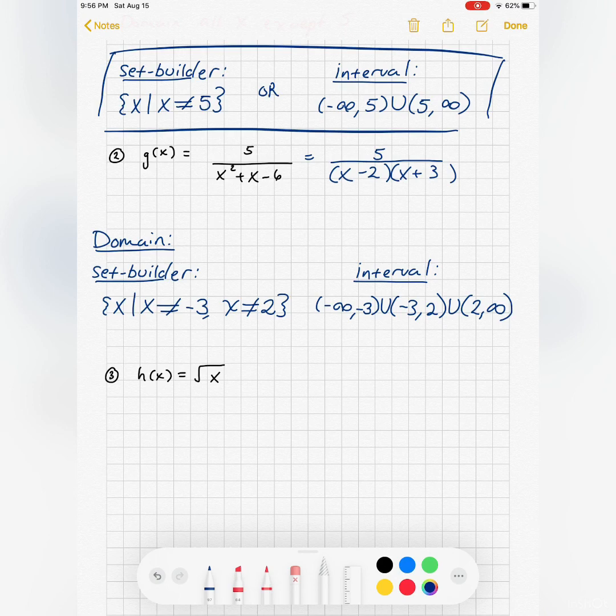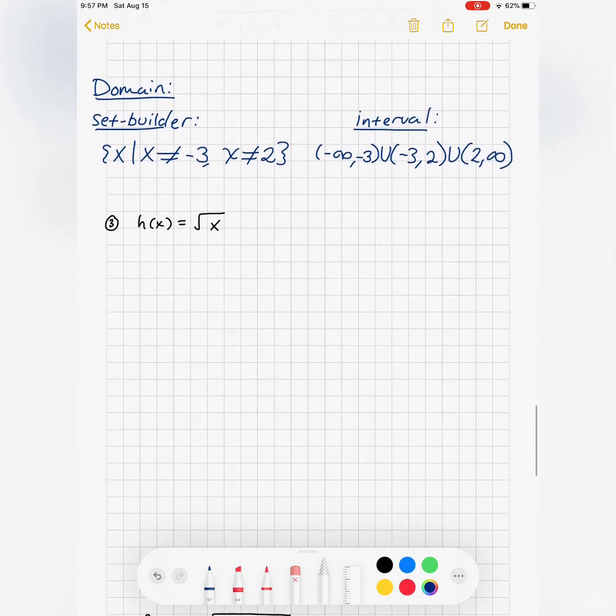What about a square root function? So a square root function is a little different. I don't have a denominator. I have to think about what kind of numbers I can take the square root of in terms of real numbers. Well, non-negative numbers, right? So whatever is underneath the square root needs to be non-negative.